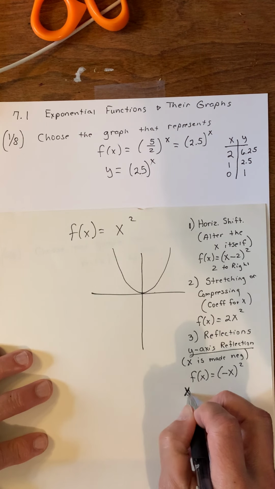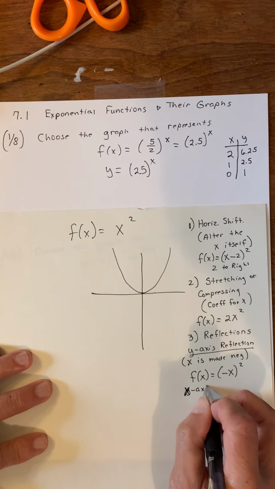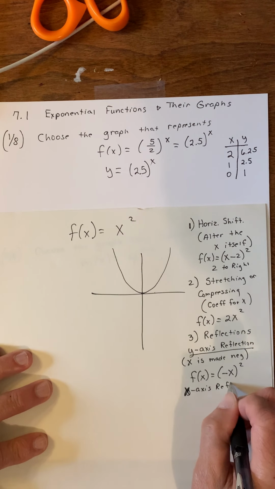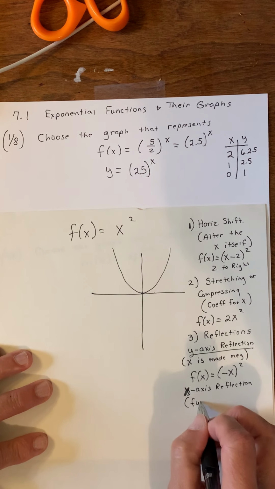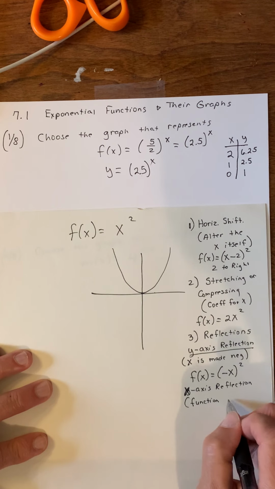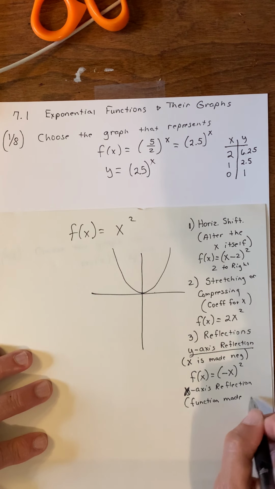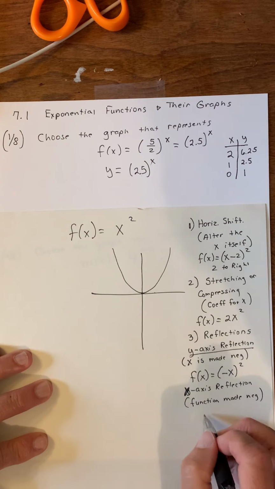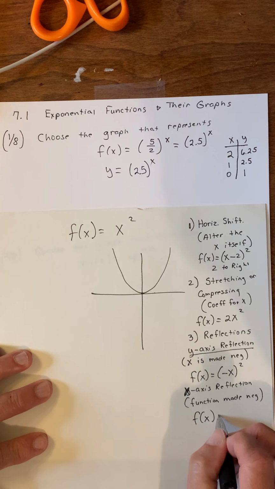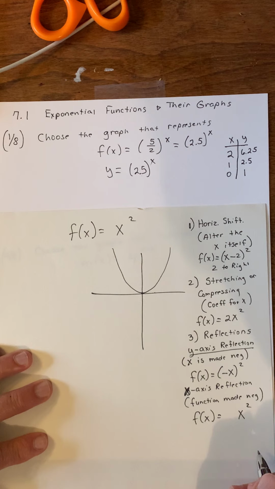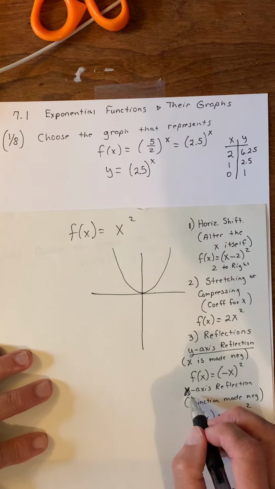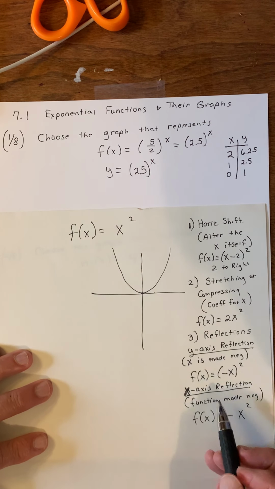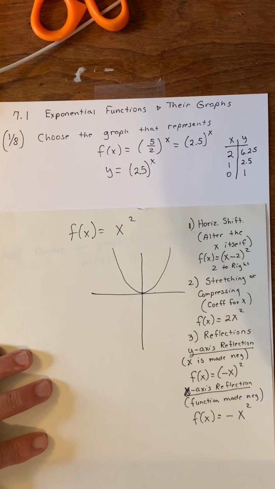The x-axis reflection, the whole function is made negative. So I still get f of x equals x squared, it's just that I make the whole function negative. That's a subtle difference. In this case, it's very subtle. In the one we're going to be looking at, it's not so subtle.